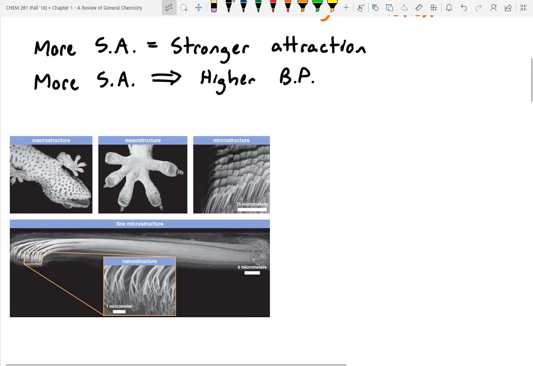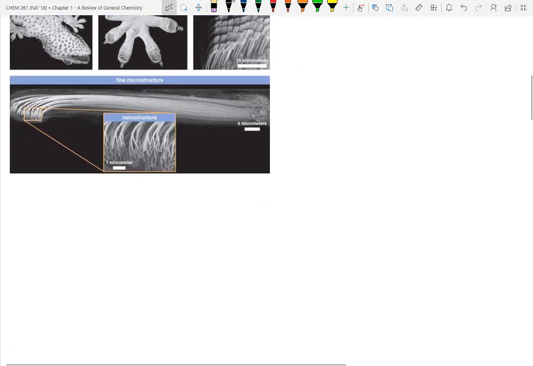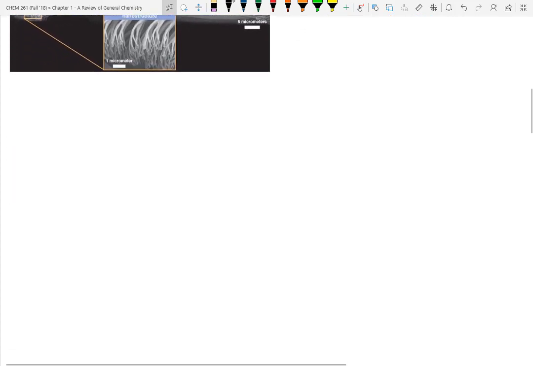Why do you think they don't want stronger interactions than that? Because they have to get their foot off, right? So it's kind of this delicate balance that nature's figured out. So let's go back to the surface area concept, and we'll consider isomers of the following molecule.